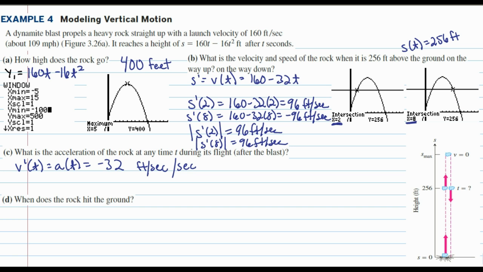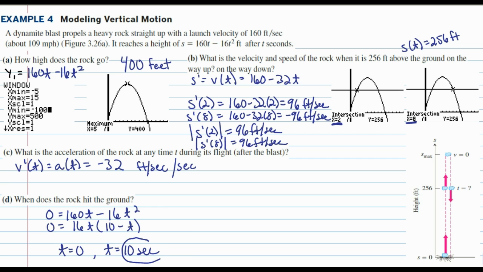Part D asks, when does the rock hit the ground? Well, that would be a second calc 0 thing, or I could just set the position equal to 0. When does the rock hit the ground is talking about when is its height or position 0. And we knew that the rock started from the ground, so t equals 0 seconds doesn't tell us when it hits the ground. It hits the ground at t equals 10 seconds.